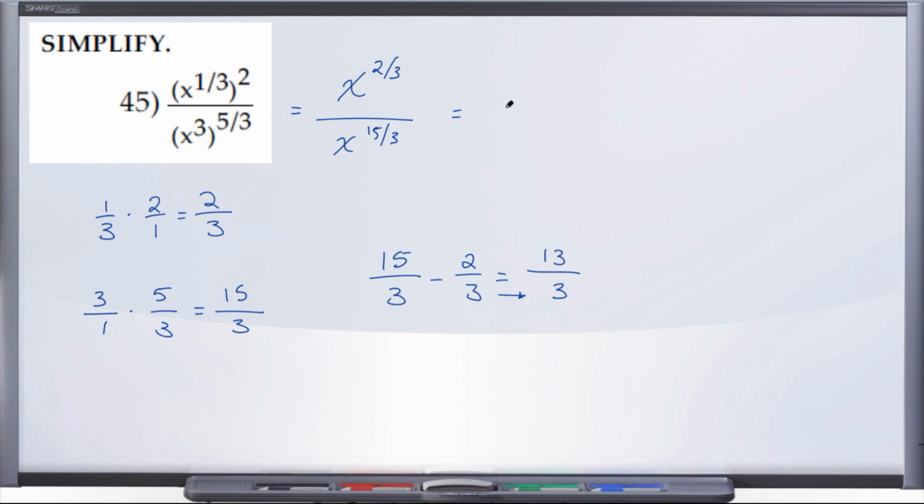And so when we write our final answer, because we completely cleared our numerator, we have to replace it with a 1 and then over x to the now 13/3. And there we have it, number 45.